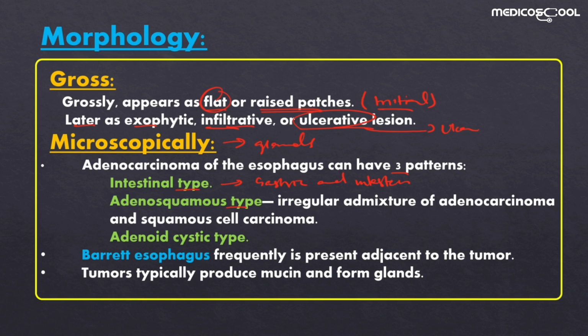Adenosquamous type consists of an irregular mixture of adenocarcinoma and squamous cell carcinoma. In the adenoid cystic type, it consists of glands in the form of cysts. There is also usually Barrett esophagus adjacent to the tumor, and the tumor shows a lot of mucin and glands. As I have earlier discussed, it is a tumor of the glands.